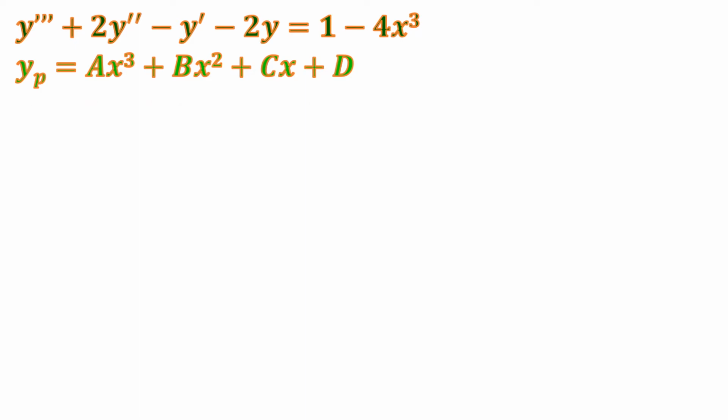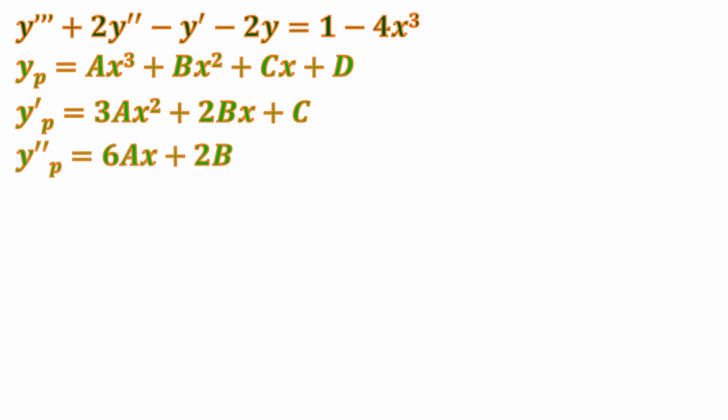So let's have the y prime. Let's derive the yp. So ax cubed is 3ax squared. Derivative of bx squared is 2bx. Derivative of cx is c. And derivative of d is 0, so you don't need to put that. And then let's derive again to get the y double prime. So derivative of 3ax squared is 6ax. Derivative of 2bx is 2b. And derivative of c, which is a constant, is 0. So you don't need to put that.